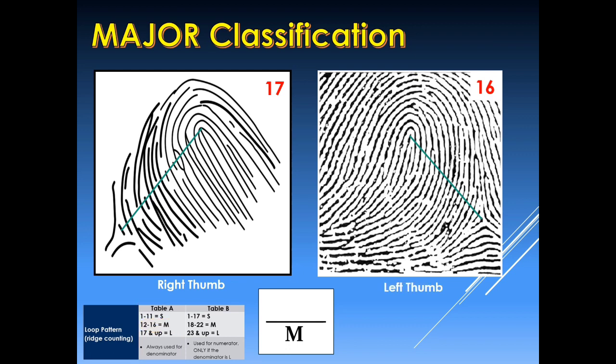Next is our numerator, which is taken from the right thumb, or our fingerprint block 1. And we have here 17 ridge count. So again, we are going to use table A since our denominator is letter M. Now our numerator is letter L.